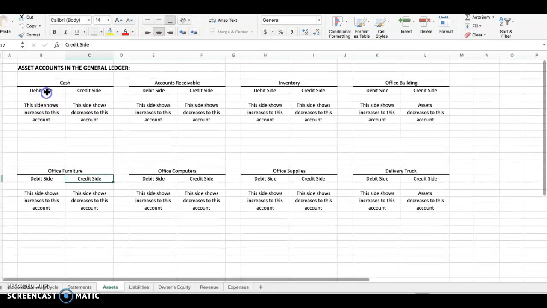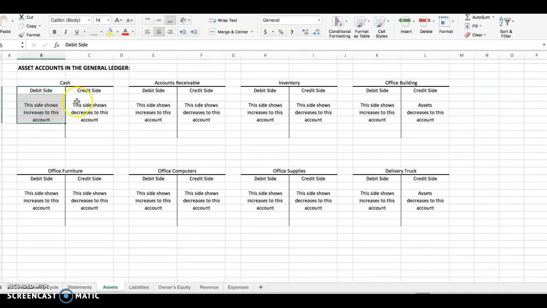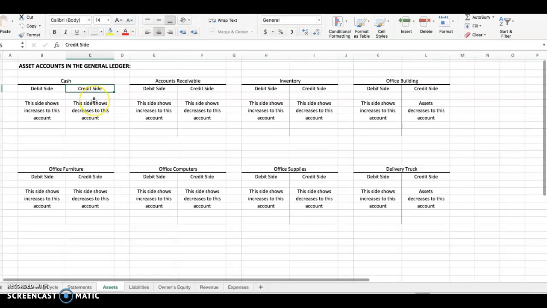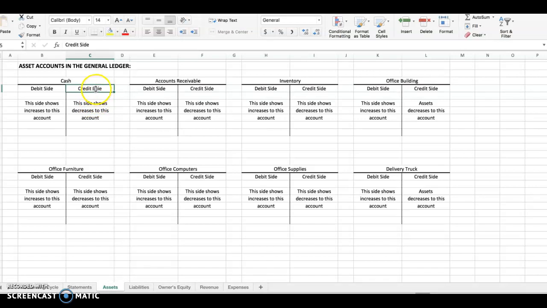Now, the other thing that you need to remember about asset accounts is that the left side, the debit side of every asset account, shows increases to that account. The credit side, the right side of every asset account, other accounts are different. Every asset account, the credit side shows decreases to that account.